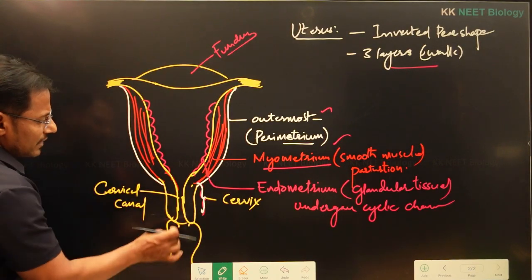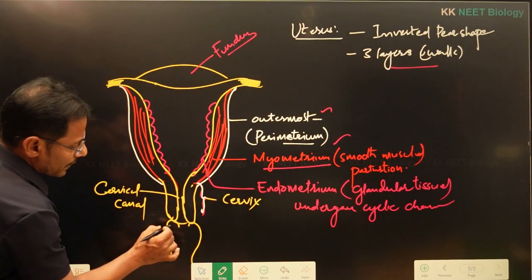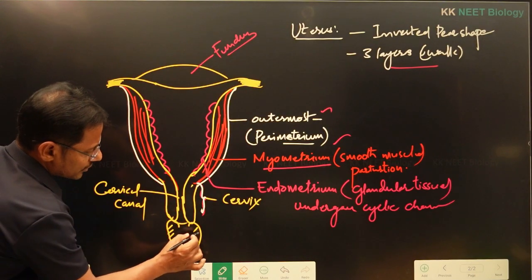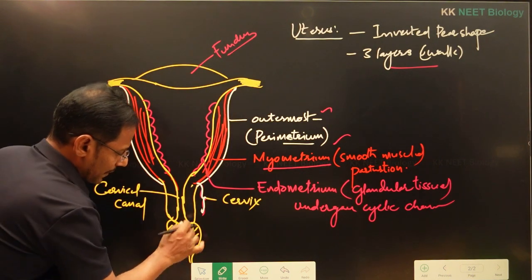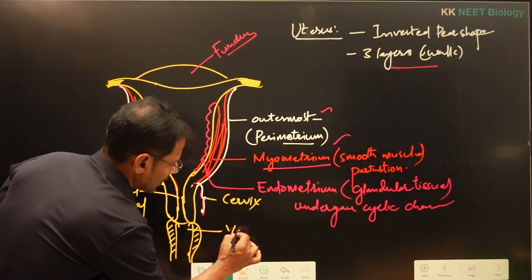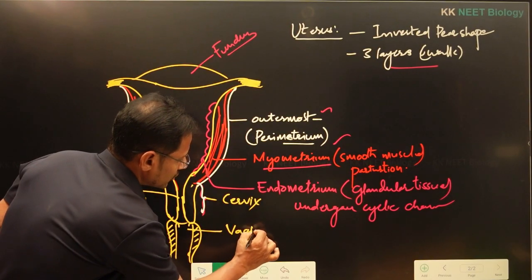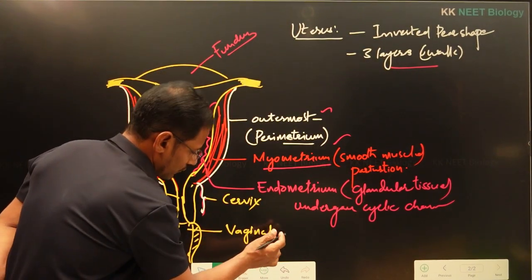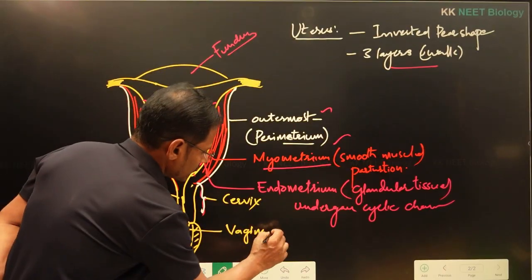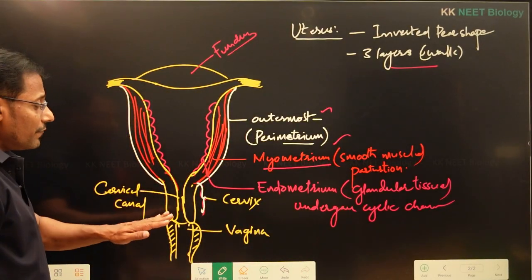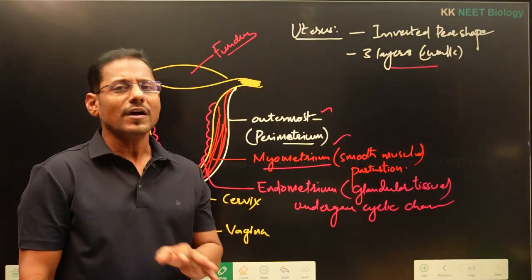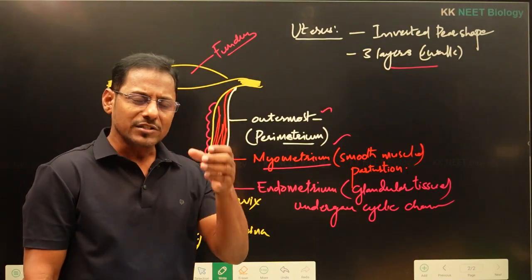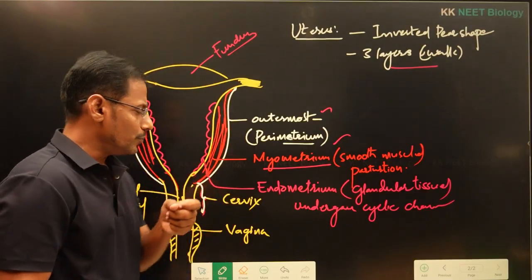Okay, and generally, the cervical canal opens into a muscular passage. This is the muscular passage or muscular structure. This is known as the vaginal passage. We can say vagina or else vaginal passage. Vagina is not the thing which appears outside. That is not the vagina. Vagina is a muscular tube.